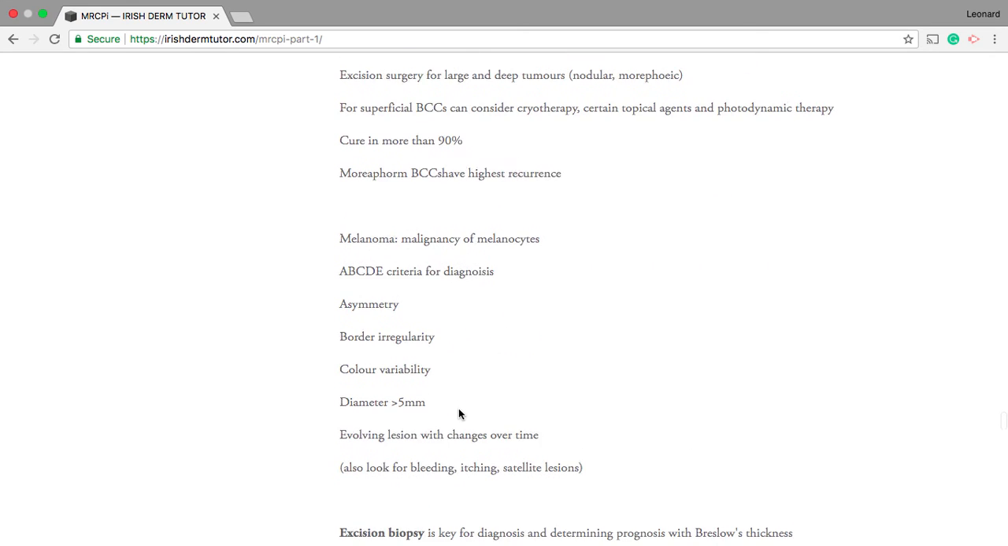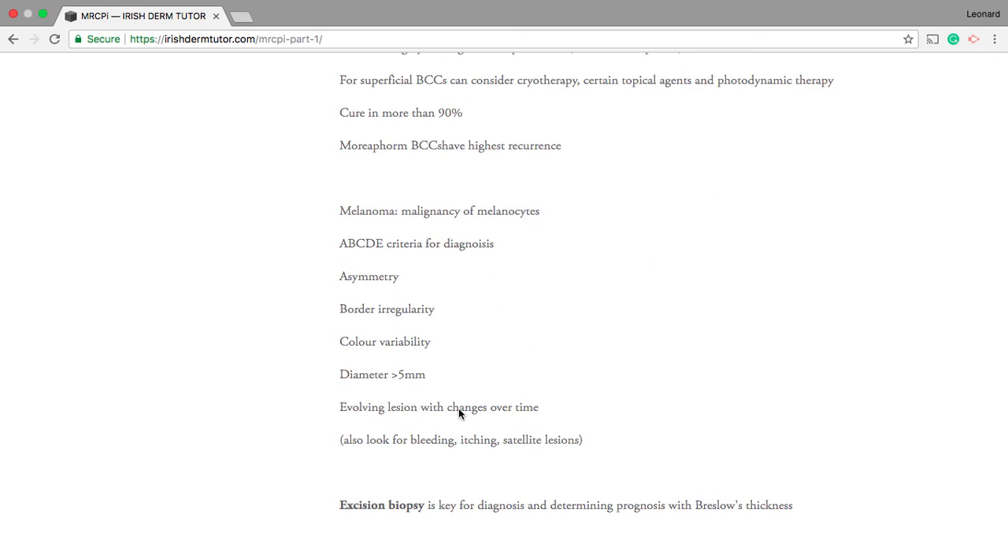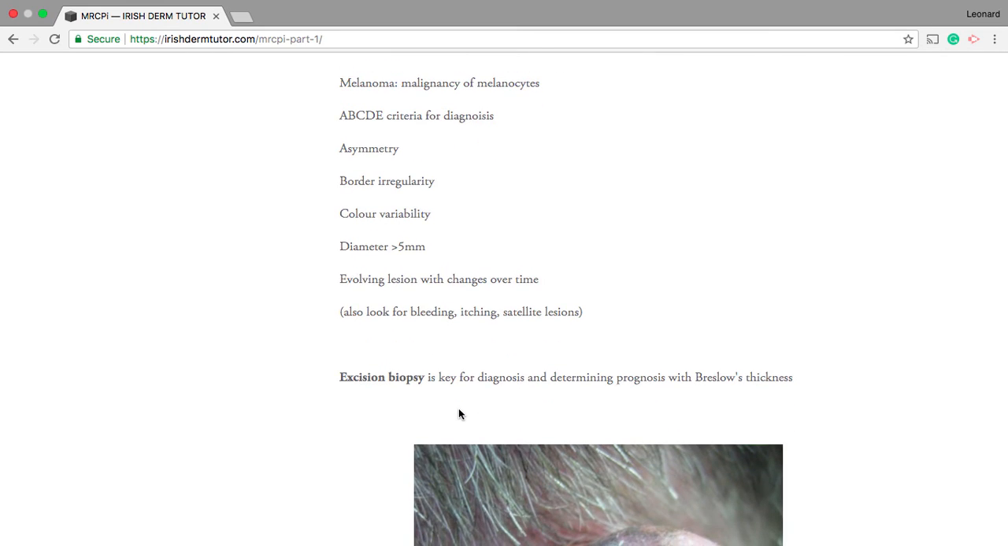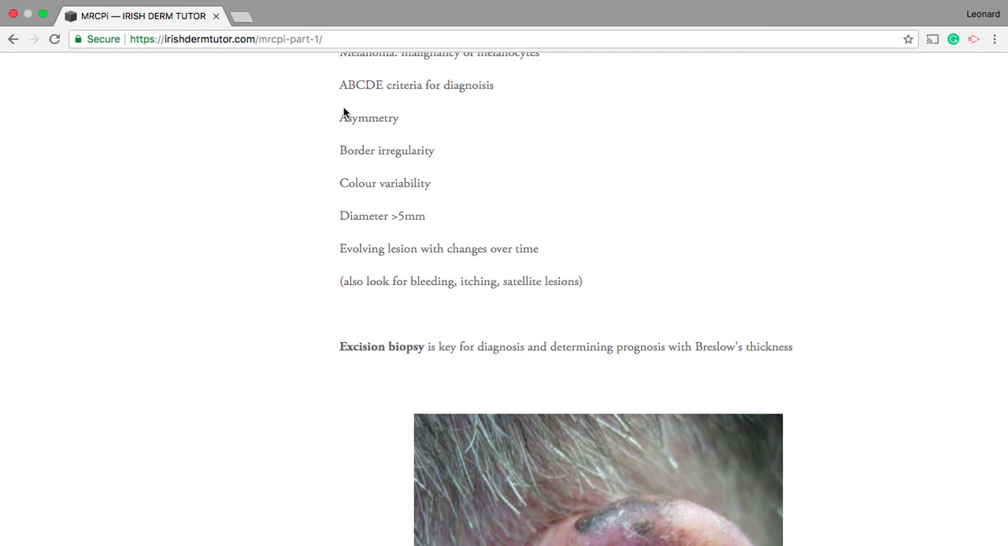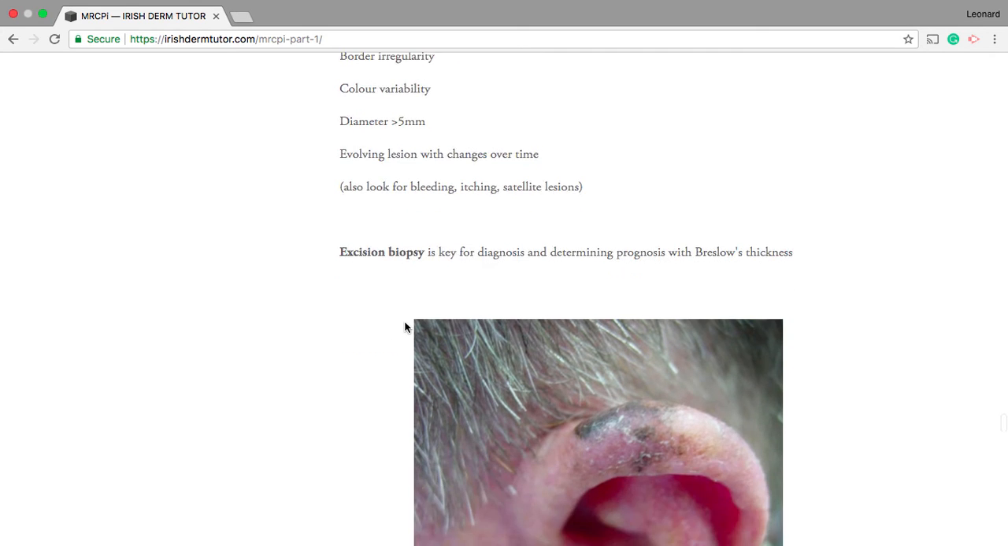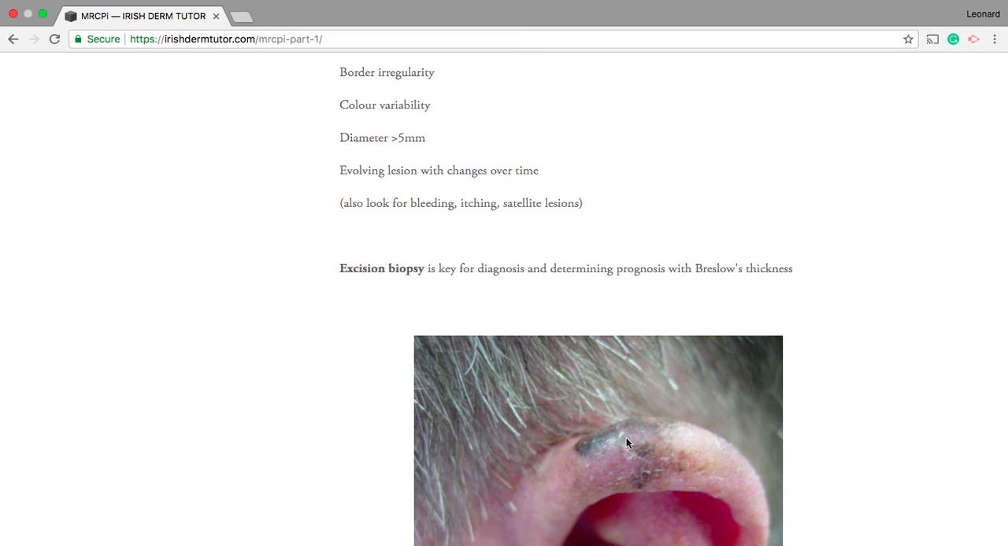Now I'll move on to melanoma, which is a malignancy of melanocytes. And melanocytes are the cells often found in the basal layer of the epidermis that produce pigment, melanin. With regards to the criteria for diagnosis, you often have the A, B, C, D, E criteria. So you look for asymmetry, as seen here. You look for an irregular border. You look for variability in color, as we can see here again.